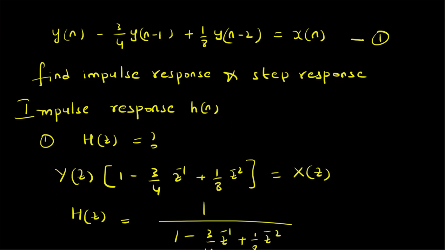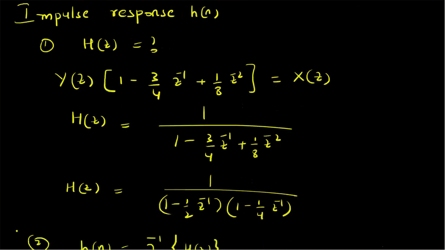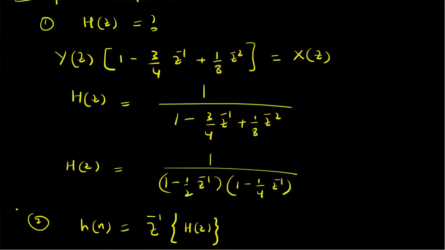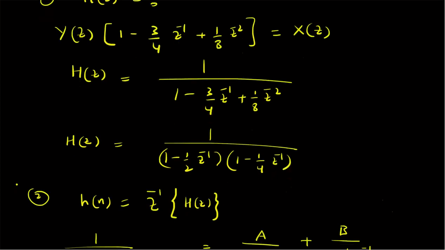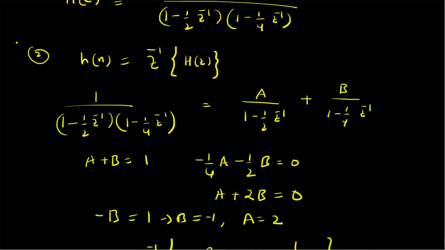So the system function is found to be H of z equal to 1 by 1 minus 3 by 4 z inverse plus 1 by 8 z power minus 2. And we factorize this system function for convenience of finding the inverse z transform. So the factors are found to be 1 minus 1 by 2 z inverse and 1 minus 1 by 4 z inverse. So h of n is equal to the inverse z transform of this.